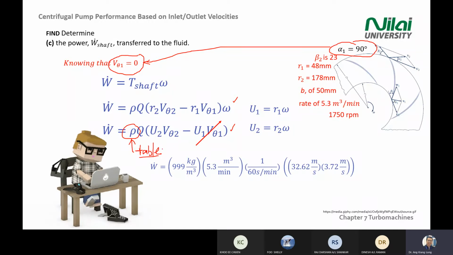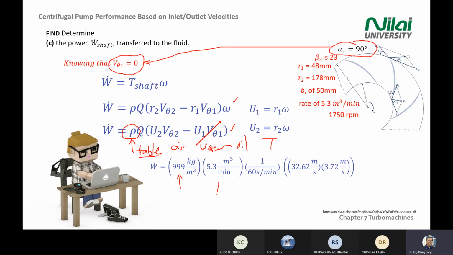So you need to refer to the table. Inside the table, you need to refer to the correct value depending on the type of the fluid. You will have an air table, you have water, you have oil, and other materials also. So you need to refer to the correct table, the correct temperature, to get the density value. So in this case, we use 999.